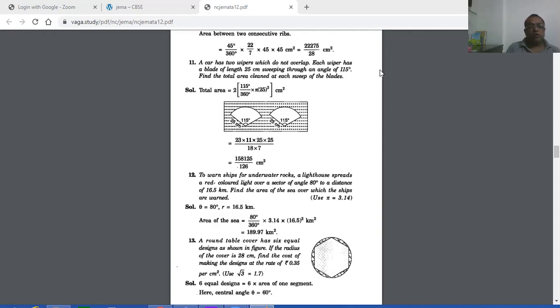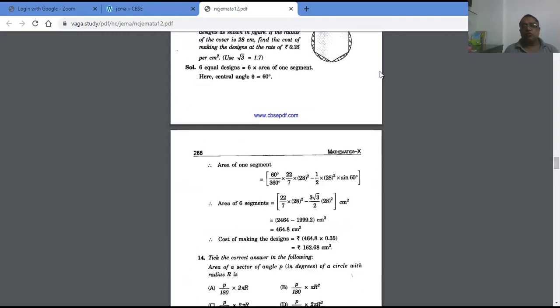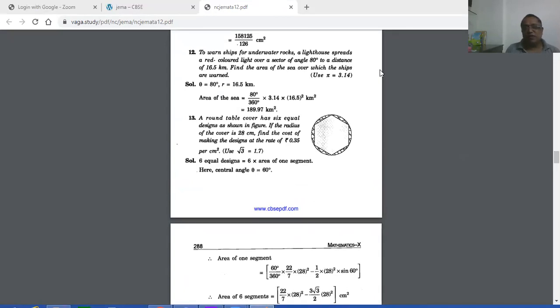13th one, very important question. A round table has 6 equal designs and the figure is given to us. We have to find out the cost of making this design at the rate of 0.35 per centimeter square. So first what we need to do is find out the area of this segment.